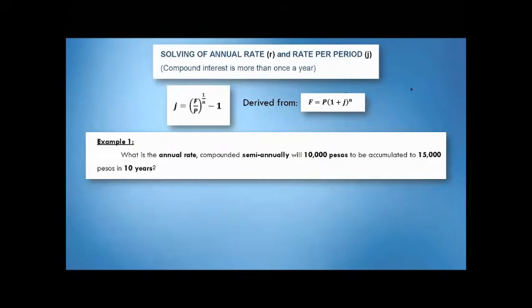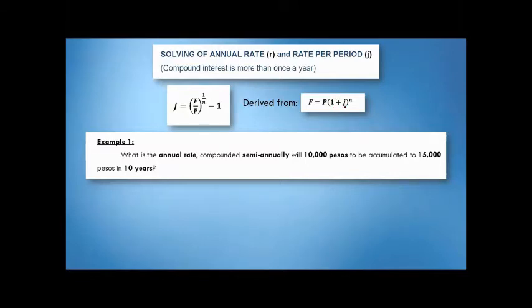Ang topic naman natin ngayon is about solving the annual rate, small r, and the rate per period, small j, under pa rin ng ating topic, compound interest of more than once a year. So itong ating formula for j, this is also derived from the original or the general formula of future value.